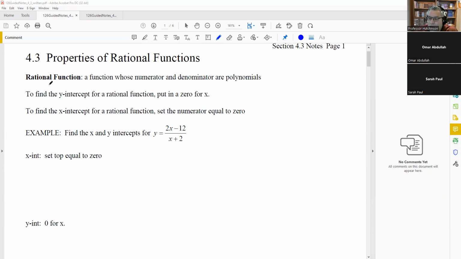So let's go into this rational function. We mentioned this before in the last test. It's basically if there is an x in the bottom, that means it's a rational function. That's really the main thing. The numerator and denominator are polynomials, and there has to be some kind of x in the bottom, and then we consider it a rational function.